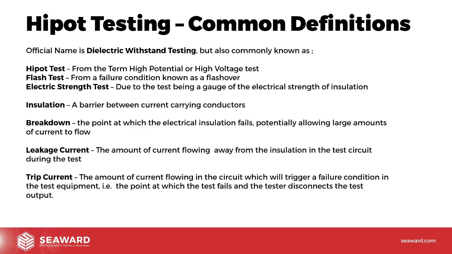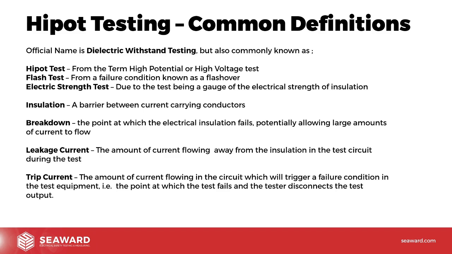Too much leakage current will often result in what we call a trip current. So the trip current is essentially our pass-fail threshold. As the current is flowing, if it gets to a point where it's too much, that could be a user-defined level, or it could be a hardware-defined, i.e.